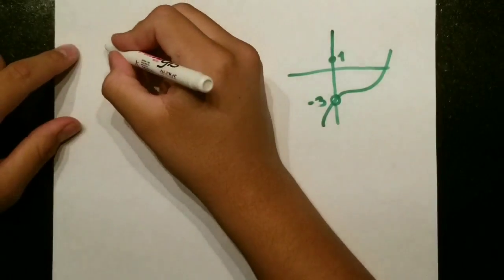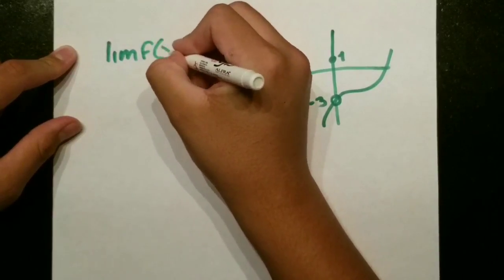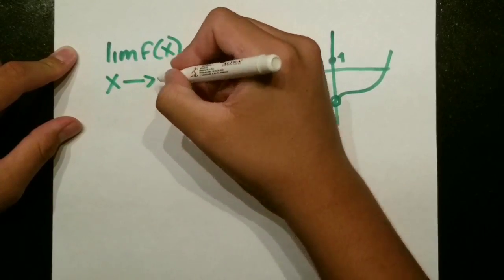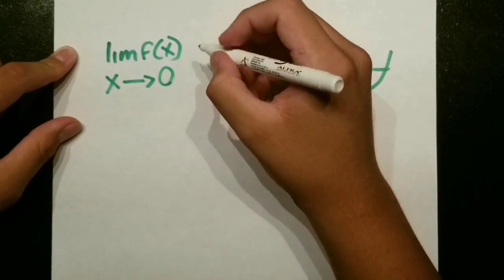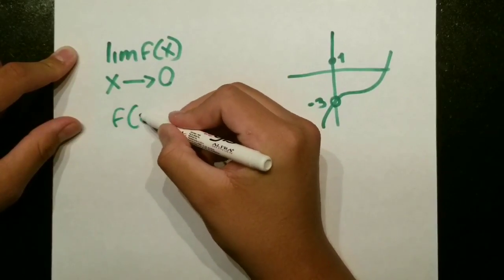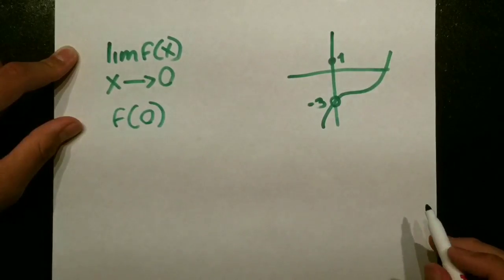Here in the table, the limit of f of x as x approaches 0. In the first step, we have to look at the x-axis. We came to 0. Then we have to look where the graph stops us, and it stops us at minus 3.